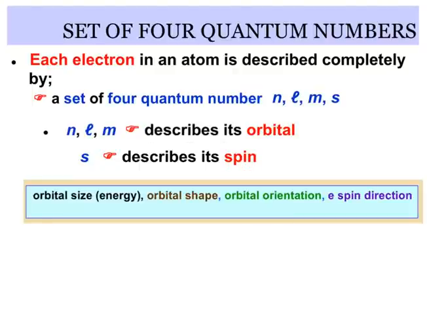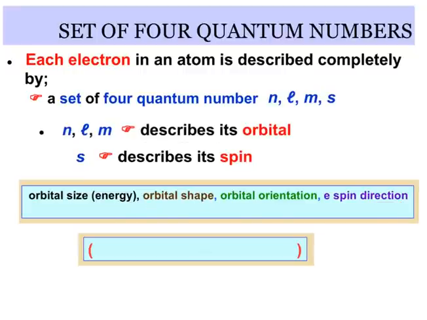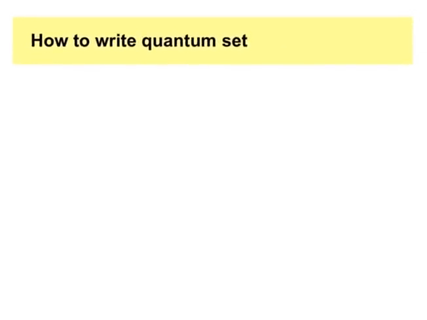These four quantum numbers are written beginning with orbital size, then orbital shape, then orbital orientation, and lastly electron spin direction. So in brackets it begins with shell, then subshell, after that orbital, and lastly electron spin. Let's have an example of how to write a quantum set.